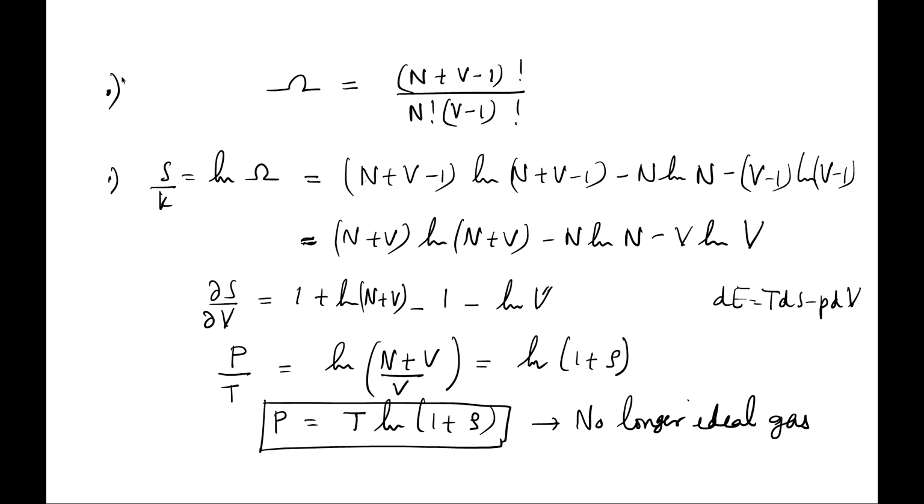Energy is not there, energy is 0. All of them have equal energy. So the only differentiation I can do is with volume, del S by del V. So the first term n plus V and 1 by n plus V, that gives you 1. Then I differentiate this one, I get log n plus V. Then I differentiate this, nothing can happen. Minus V log V gives you minus 1 when I differentiate log V, and minus log V when I differentiate V. So I am left with del S by del V, which is P by T, equal to log of n plus V by V. I divide by V throughout, I get log 1 plus rho. Rho is the number density.